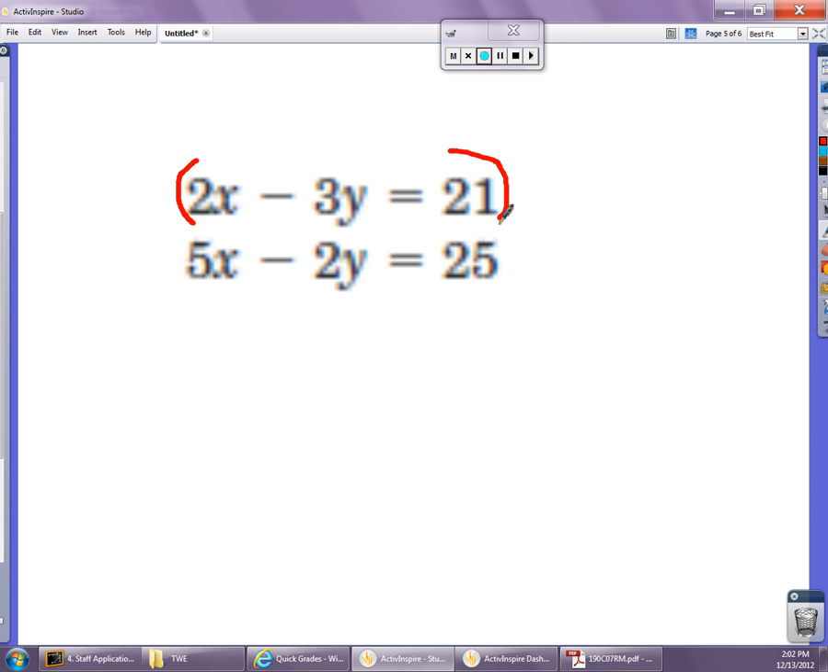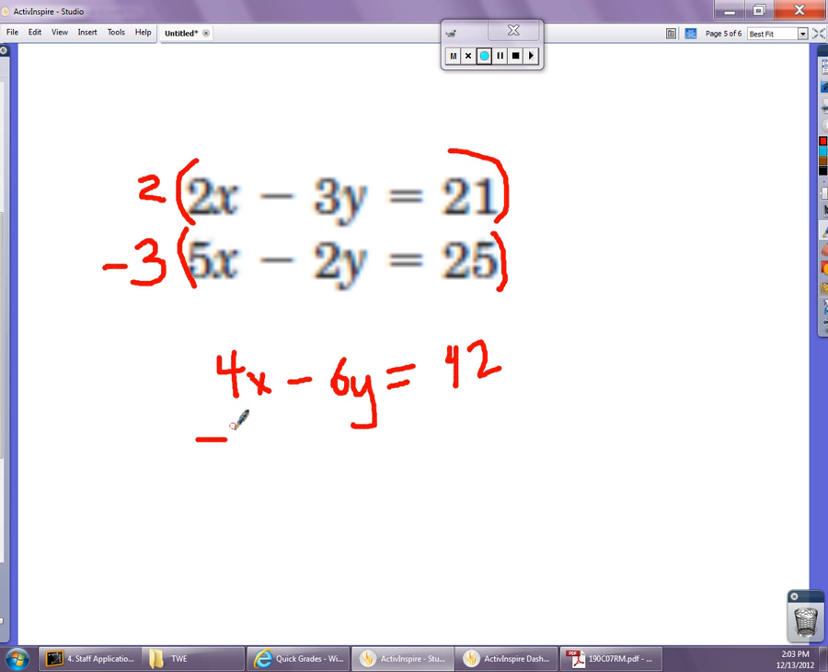So you can choose to multiply one of the equations by one thing. So I'm going to get this to say negative 6. So I'm going to multiply it by 2. And I'm going to get this one to actually be positive 6. So I'm going to multiply it by negative 3. So when I multiply all the terms by 2, you get 4x minus 6y equals 42. And when I multiply this equation by negative 3, you get negative 15x plus 6y, see, notice I just got opposites, is equal to negative 75.